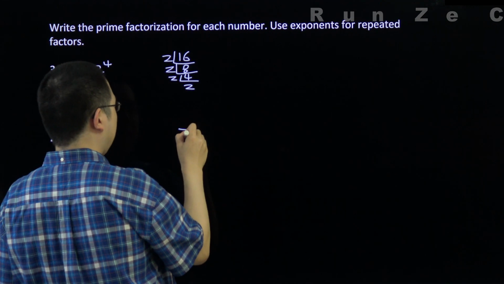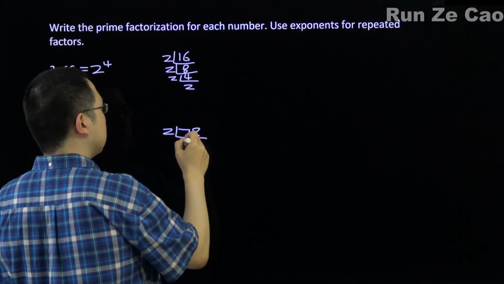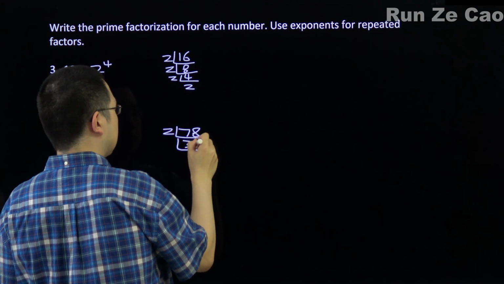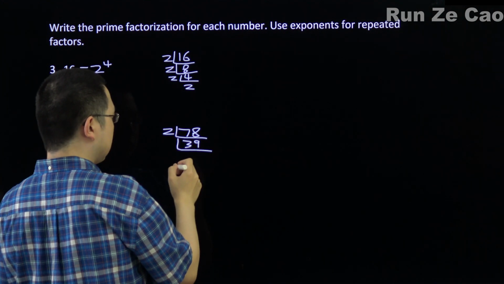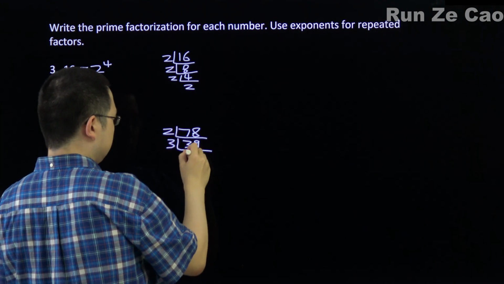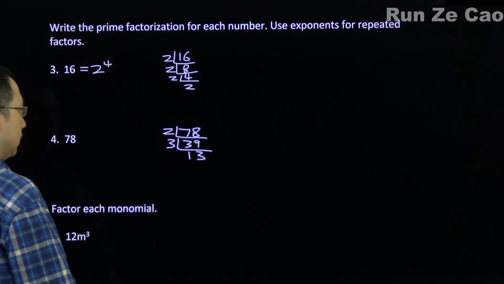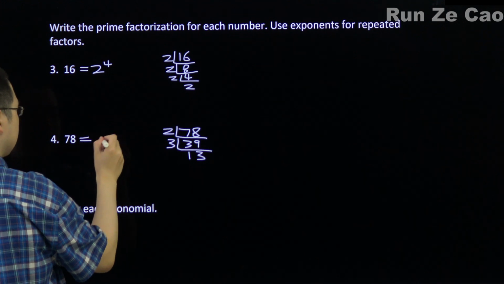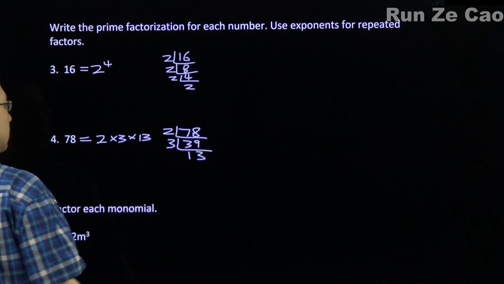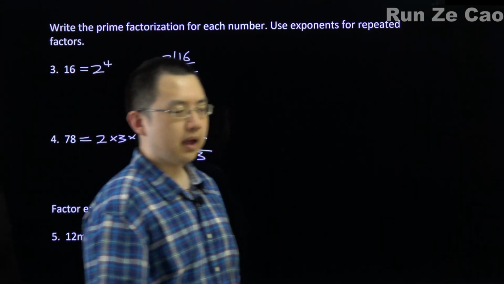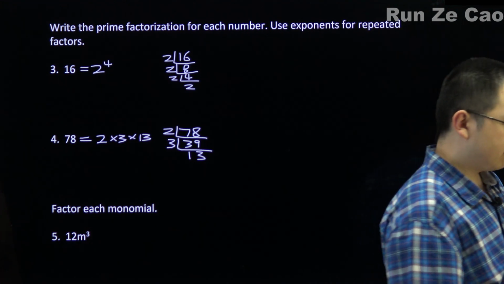78, well, we factor it, and we end up with 39, and then, oh, that's divisible by 3. It's 13 times 3, to be specific. So that's equal to 2 times 3 times 13. All of them are to the first power, so the exponents are 1, and we don't need to write them.